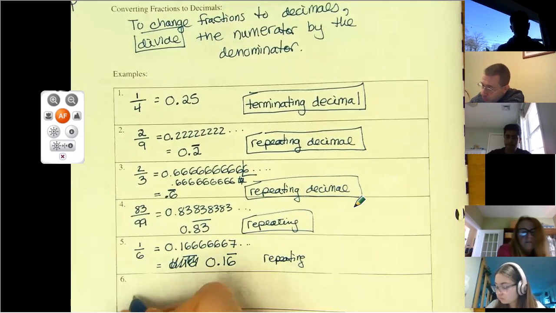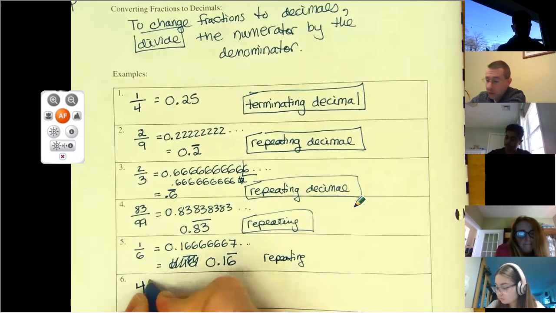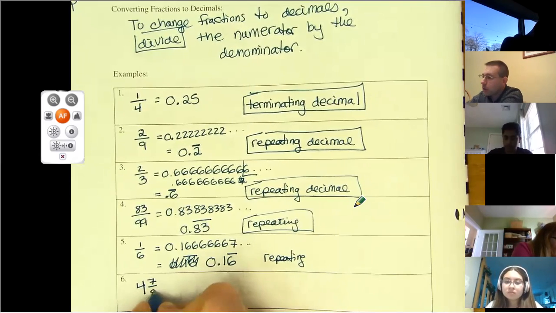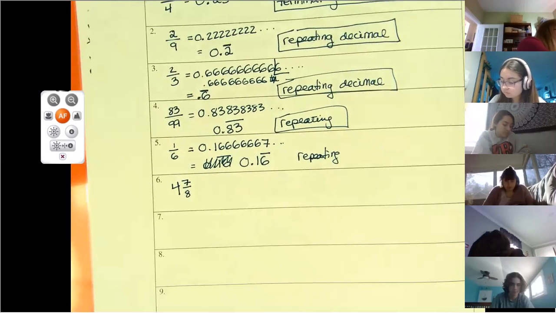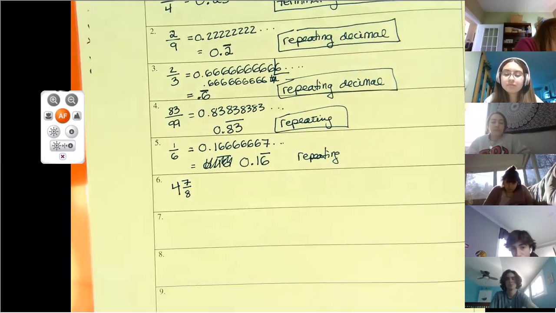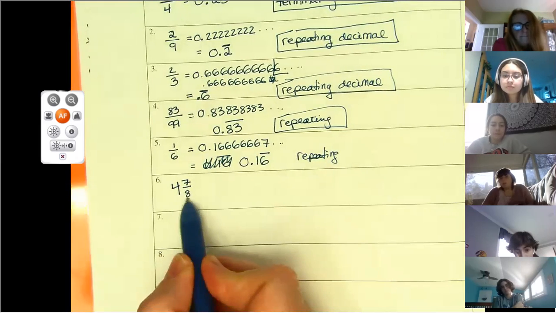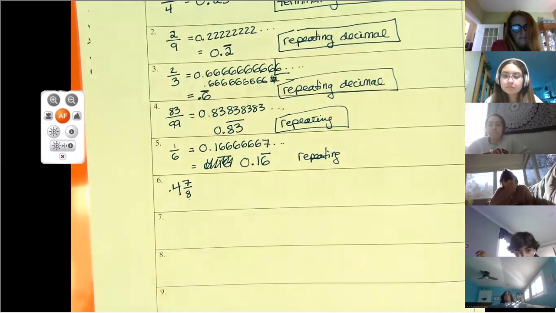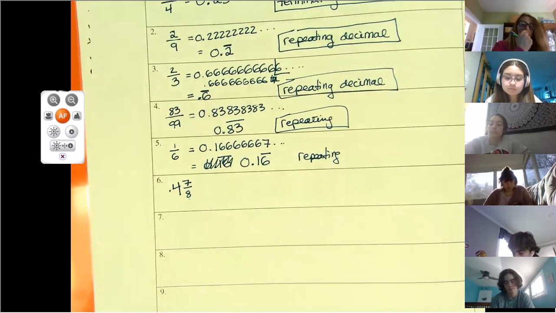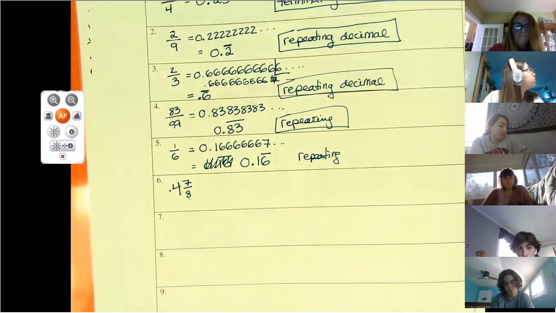Okay, we're going to do 2 more. 4 and 7/8. I think I need to move my book up a little bit. 4 and 7/8. Now, we're going to do this one together. There is an easy way to do this and a hard way to do this. The hard way involves doing 8 times 4 and adding that to 7. We don't have to do that. There's an easier way. I want you to go to your calculator and just do 7 divided by 8. 0.875.